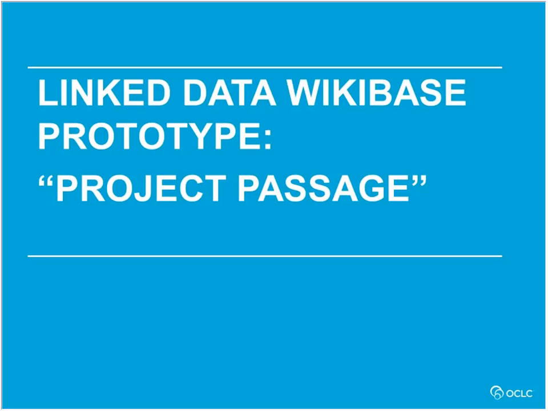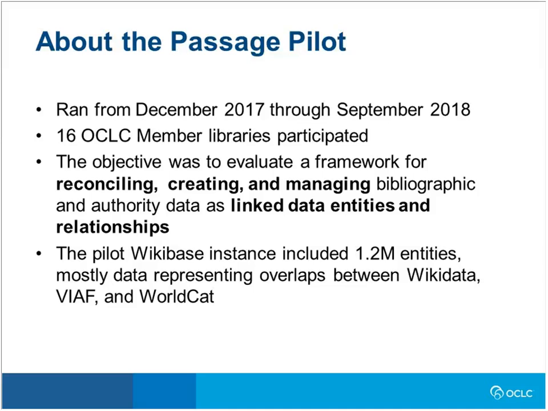First, a short summary of Project Passage, the OCLC Research Linked Data Wikibase prototype. It ran from December 2017 through September 2018. 16 OCLC member libraries participated. The objective was to evaluate a framework for reconciling, creating, and managing bibliographic and authority data as linked data entities and relationships.